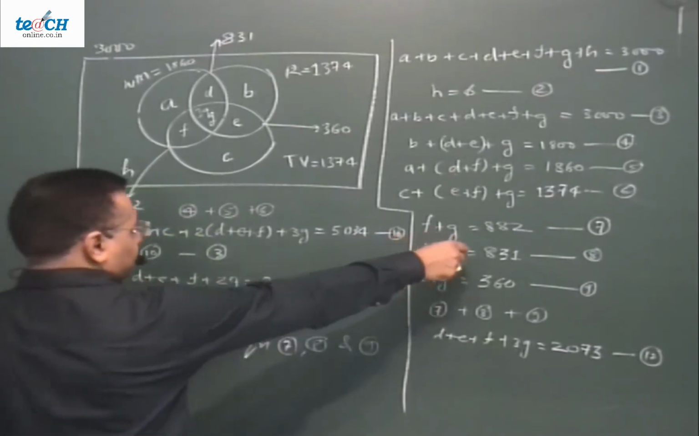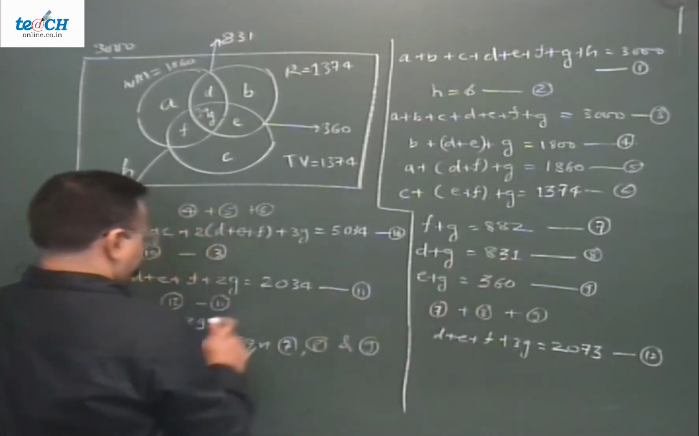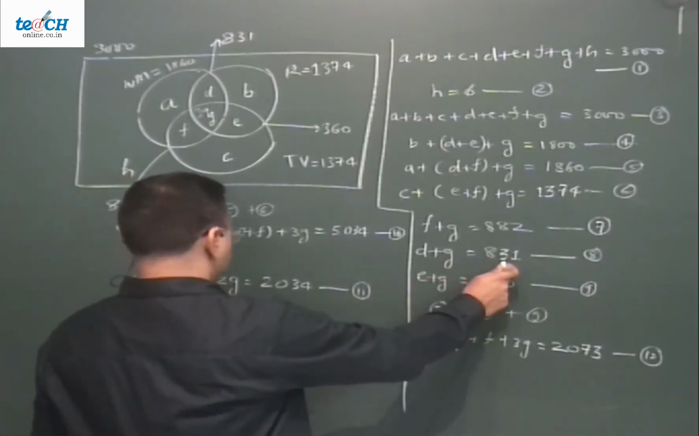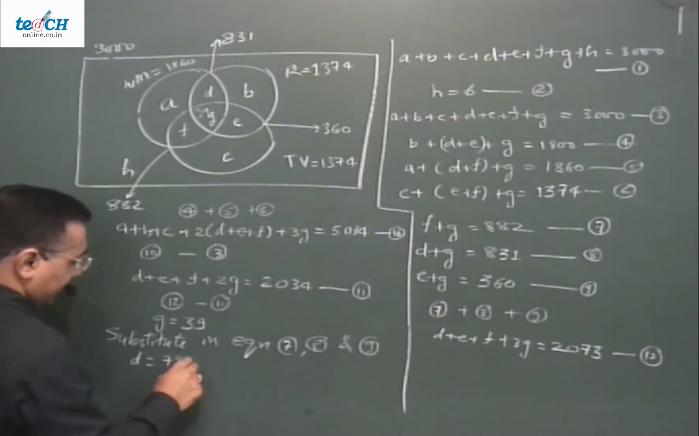So when I substitute in 8, I get D equal to 831 minus 39. So first I subtract 31. What is left is 8. 800 minus 8 will give you 792.